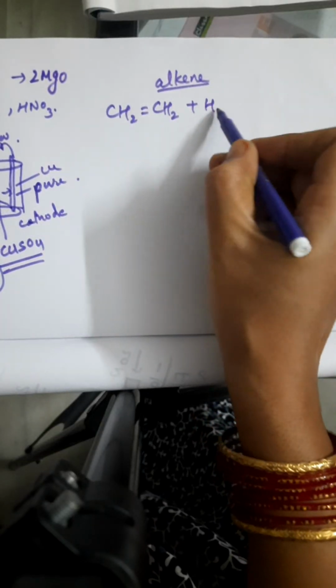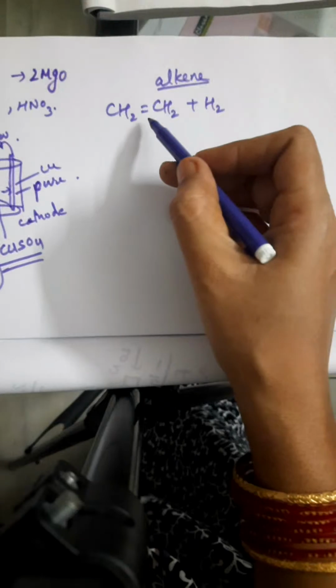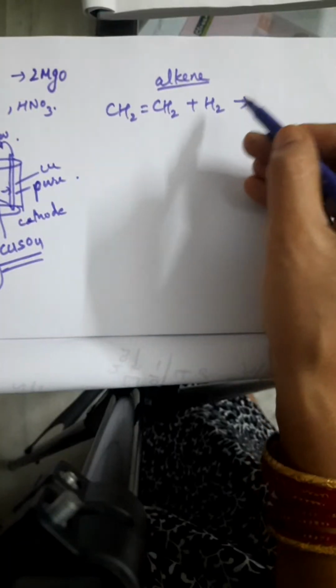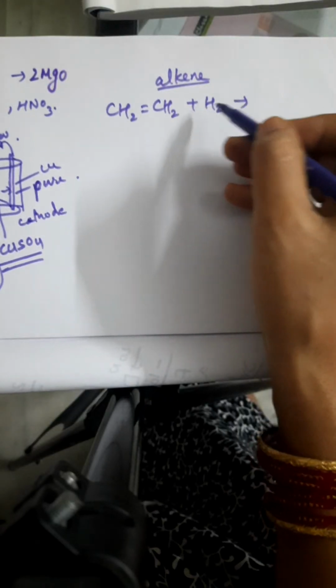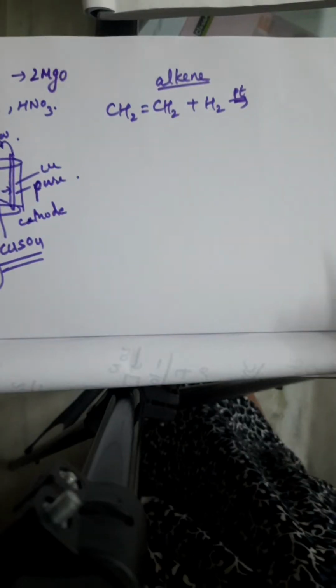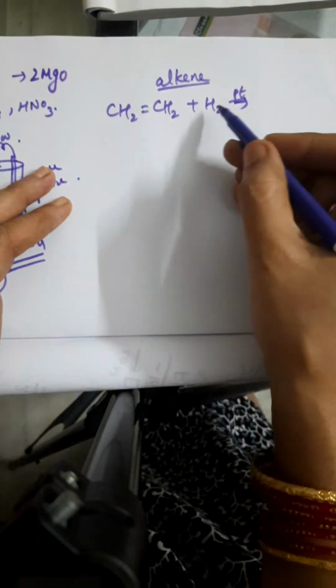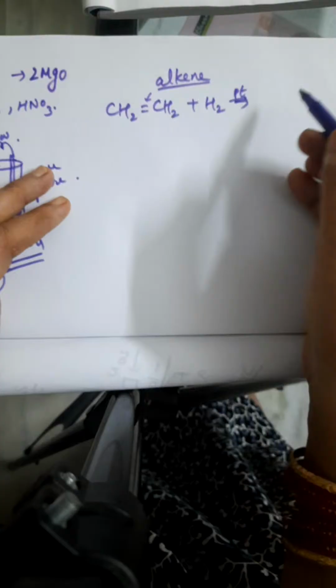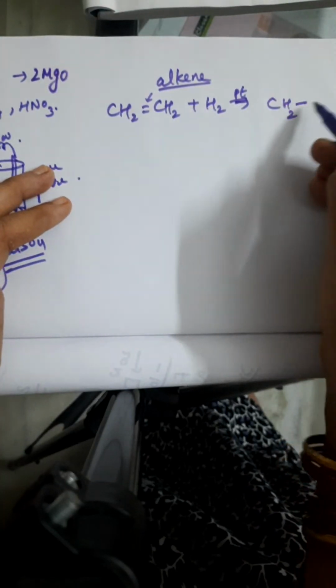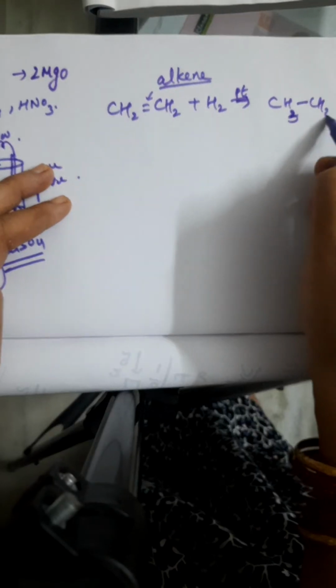If two molecules of hydrogen are added, and one more thing, if you remember, I told you whenever we are going for a hydrogenation reaction, platinum is used as a catalyst. This is very important to write. So here this hydrogen will go and break the double bond and it will get attached. So this gives CH3, single bond, CH3.